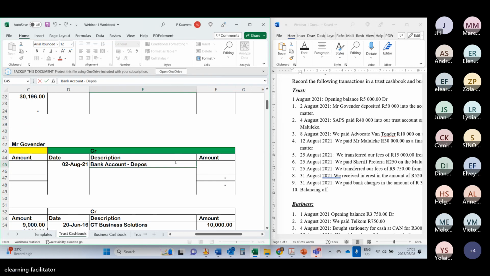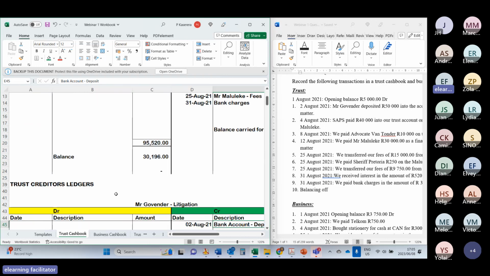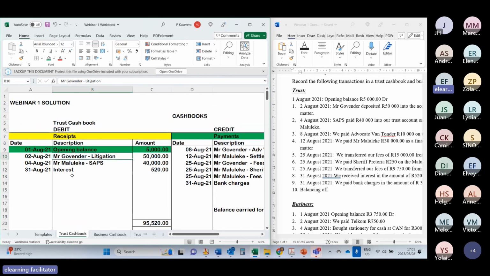So it's a deposit. How much? 50,000. In this case, maybe we call it Mr. Govender litigation, or if you've got a file reference, you put a file reference. How much? 50,000. It's linked to our bank account, so you correspond them with the account name.